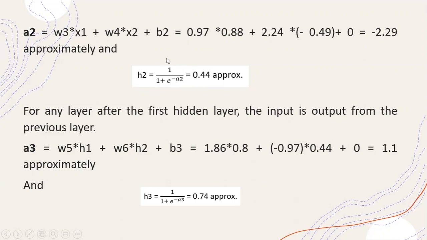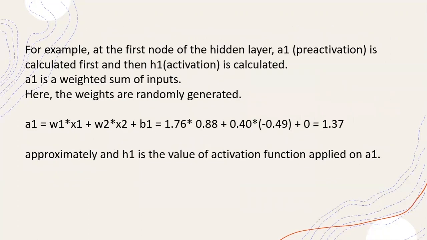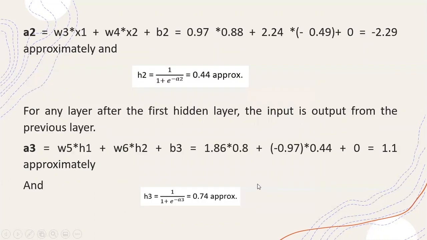The sigmoid activation function has this formula: 1 by 1 plus e raised to minus x. And x over here is A2. So our activation function's input is the pre-activation function's output, which is A2 as we calculated, or A1 or A3 and so on. For each pre-activation function, we will have an activation function. Here it's not been shown, but I will show you with A2.